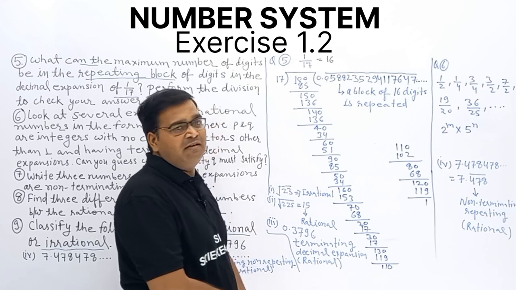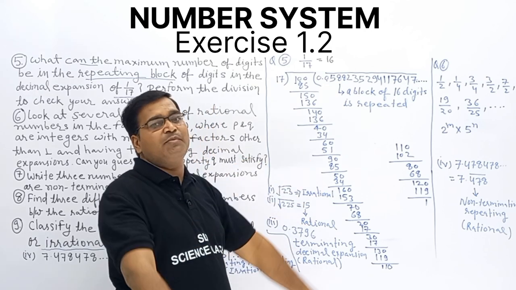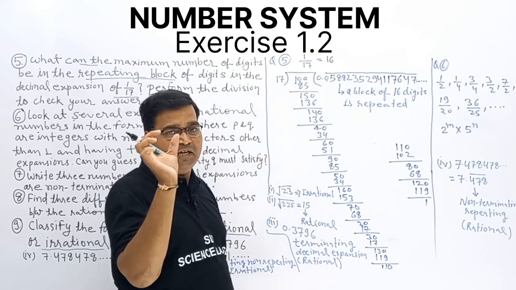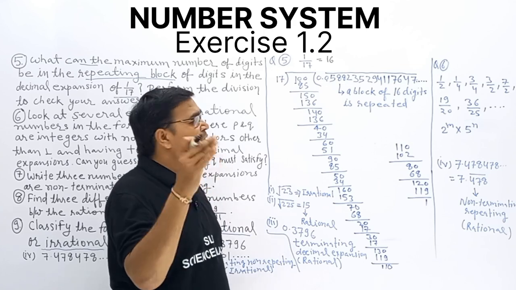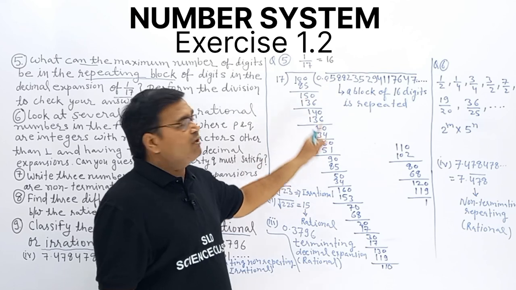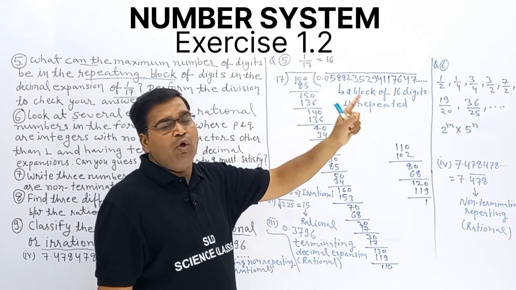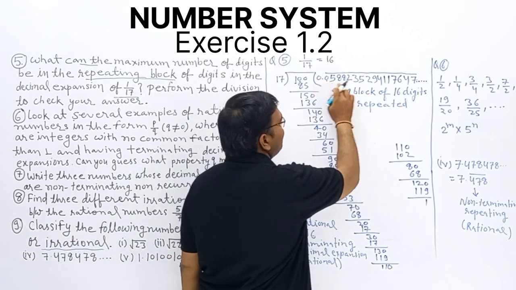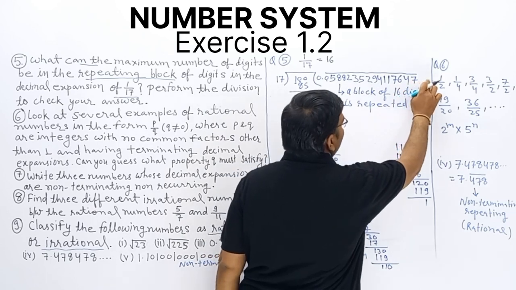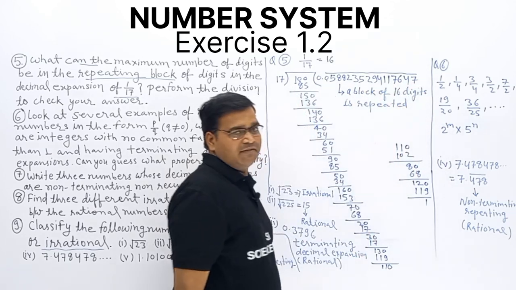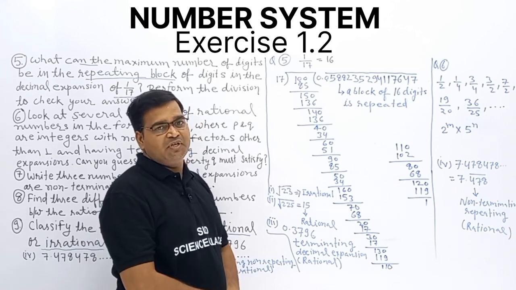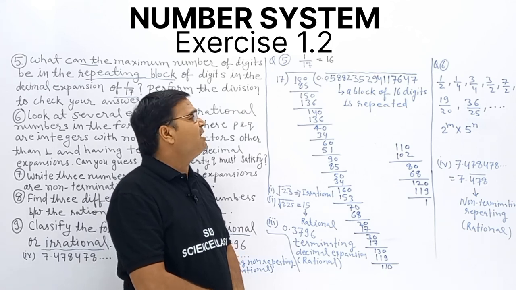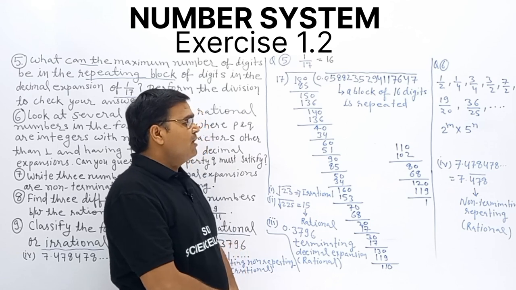1 upon 17, in which a 16-digit block is going to repeat. So we are getting non-terminating, repeating. We can use a bar on the 16 digits. So this will be the answer. This is non-terminating, repeating. Clear? In the repeating block we are having 16 digits.